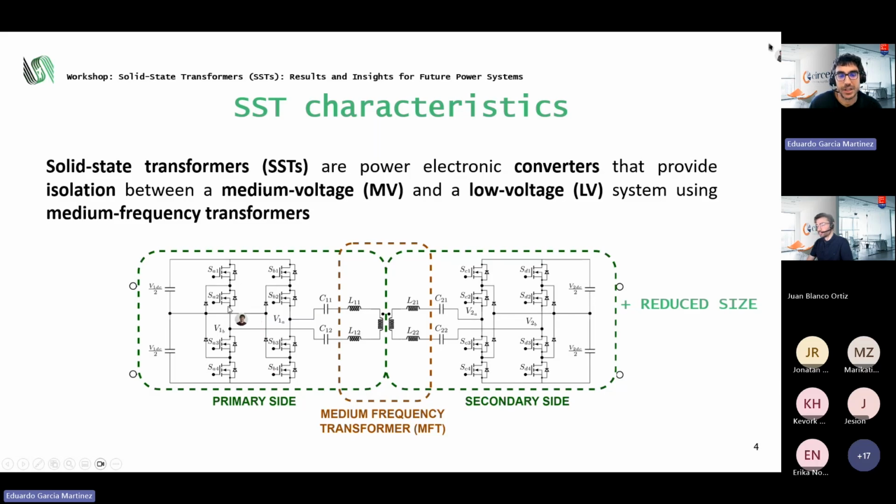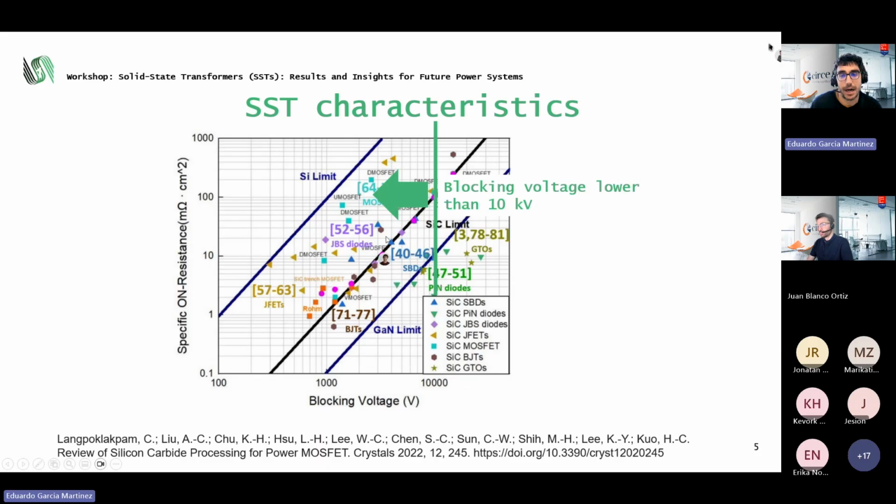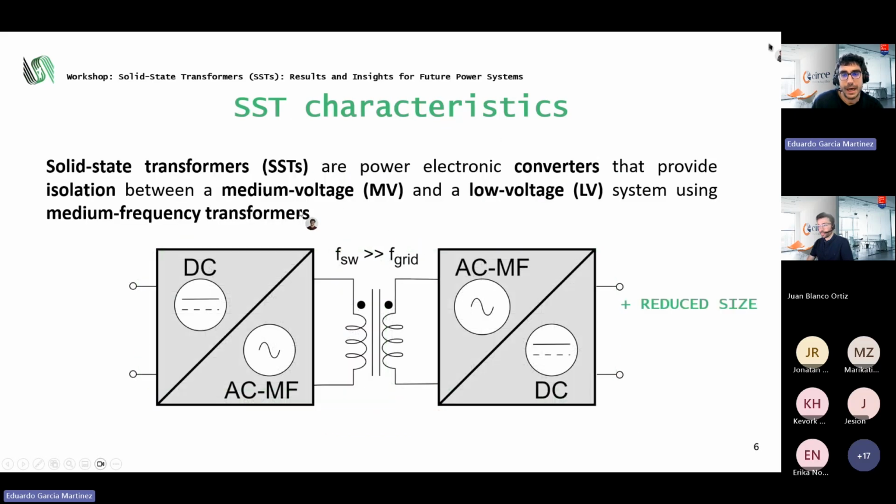But these transistors nowadays in the market, the maximum voltage operation only reaches 10 kilovolts, and the more common voltages are lower than that, around 1,000 to 6,000 volts. So it means that there is no transistor in the market to go to this medium voltage that we need for this SST application, where we need to interconnect this medium voltage to lower voltages.